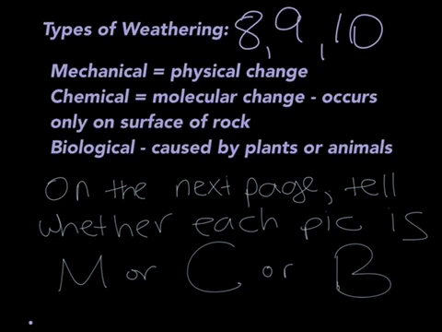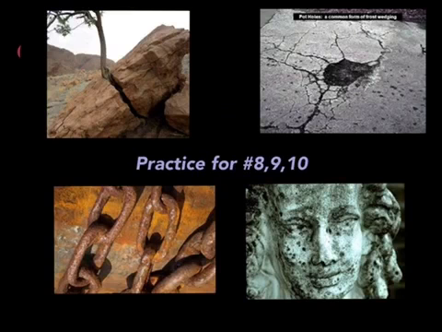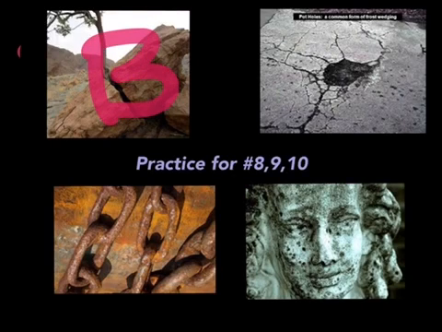On the next page, you're going to tell whether each picture is M for mechanical, C for chemical, or B for biological. So here are your 4 practice pictures. It's not on your review sheet, but I did think you needed some time to practice these. Looking at the first picture, you have a plant that is grown down into a rock. So that is biological.